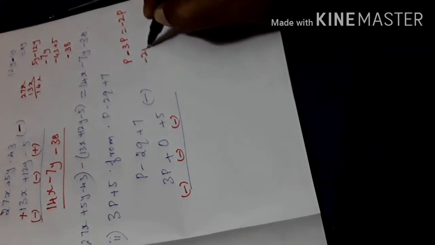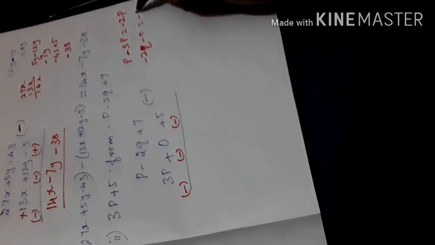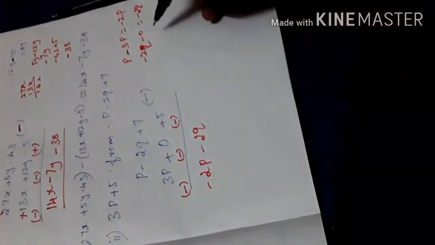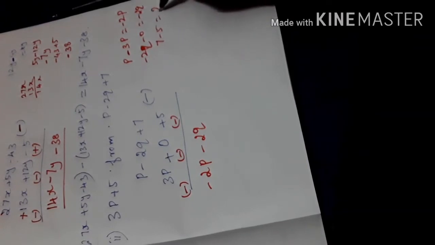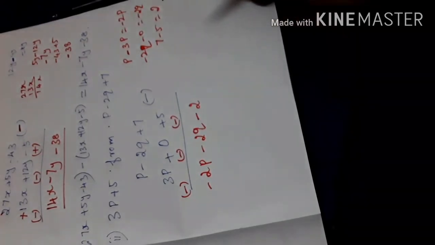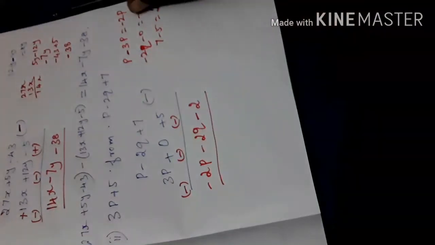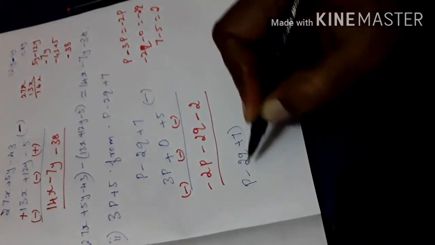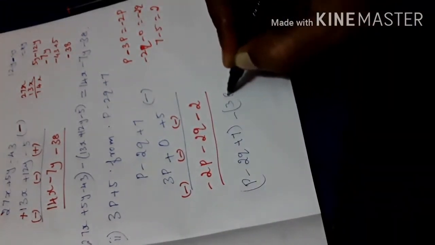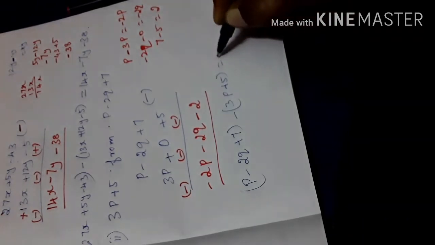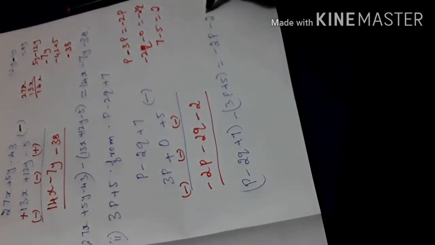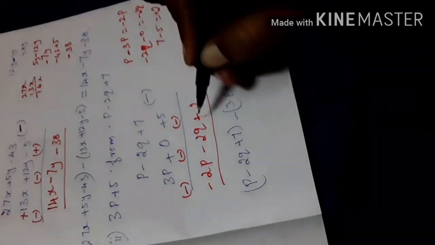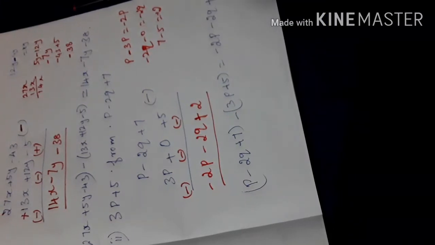Next, minus 2q minus 0, so the answer is minus 2q. So minus 2p minus 2q. Next, 7 minus 5 is 2. So what is our answer? p minus 2q plus 7 minus 3p plus 5 is equal to minus 2p minus 2q. Here the greatest number's symbol is plus, so plus 2.